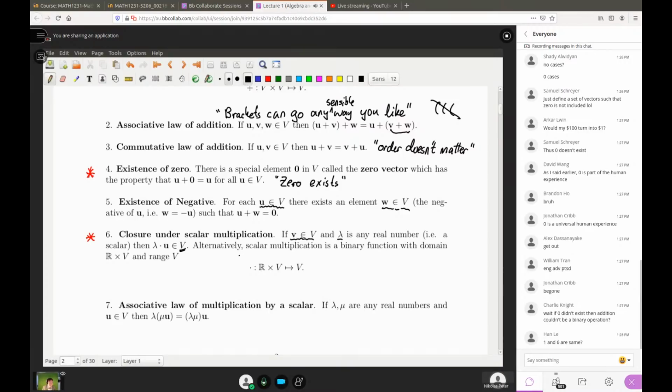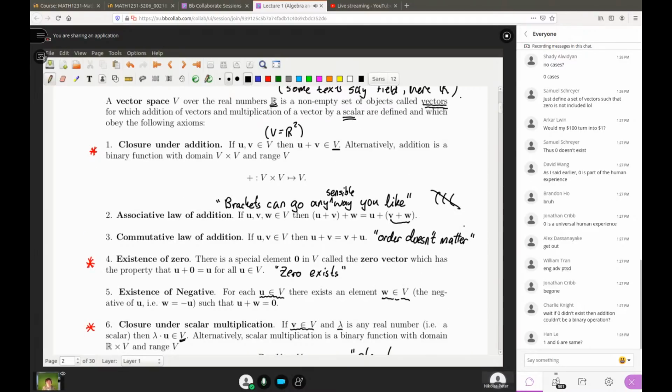Are 1 and 6 the same? No, Ham. One is about stretching. This is the closure under addition.